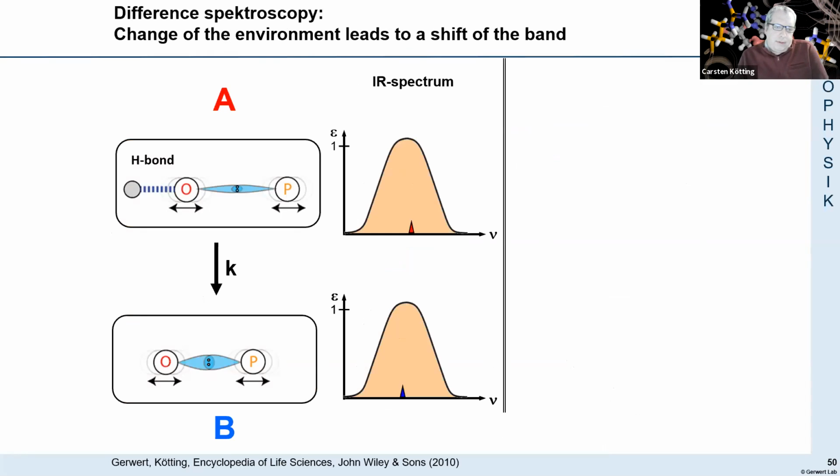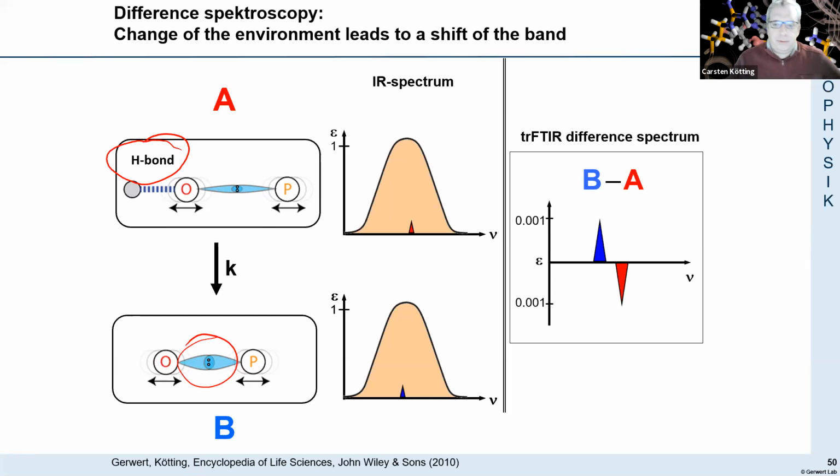Second possibility for a difference band in this spectrum is a change in the environment. If you have, for example, a loop in the protein which moves during the reaction, you have another environment, and then you get a shift of the band, or more specifically, if you have, for example, a change in the H bonding of a bond, then you will also get a shift. Yeah, so the loss of an H bond should give you a higher force constant of the bond, and this should give a blue shift of the band. Yeah, so in the difference spectrum, you should then see this kind of double band.